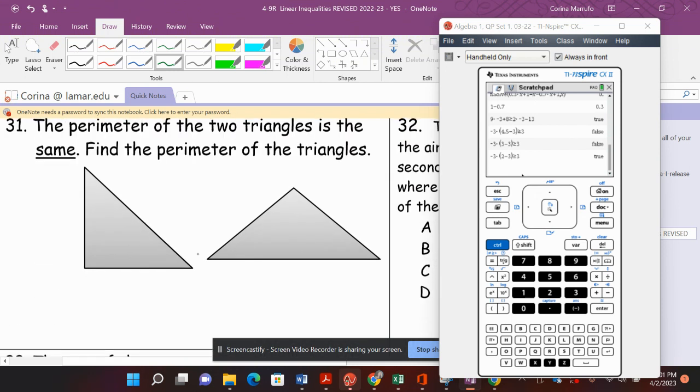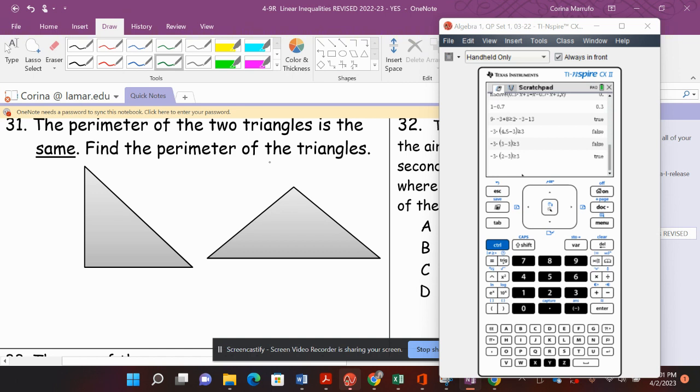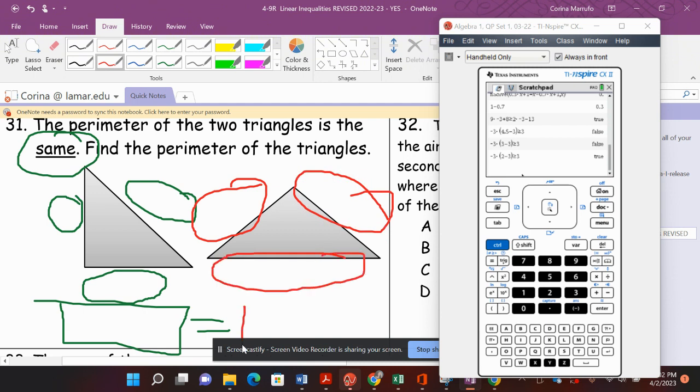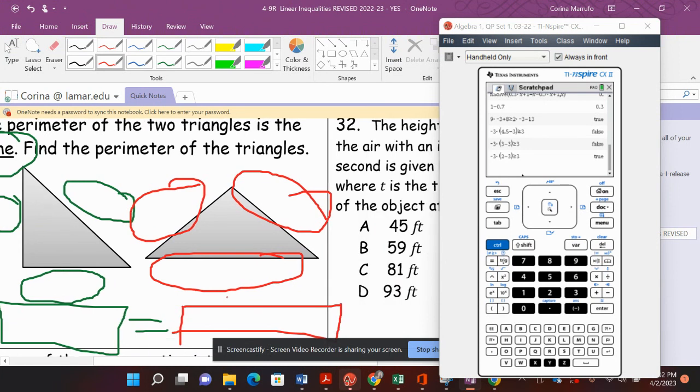All right, 31. It says the perimeter of the two triangles is the same. Find the perimeter of the triangle. I can't see my sides. I'm pretty sure you guys can see the sides on your paper, but mine didn't download correctly. So we're going to add these 3 sides together. Whatever we get, we write it here. And then we put an equal sign in the middle because it says that it has the same. The same means equals. Then whatever these sides are on your paper, I don't have it with me, you add these 3 sides, and whatever you get, that's what you write there. And you solve for x. If you're too lazy to solve for x, have the calculator do it for you.